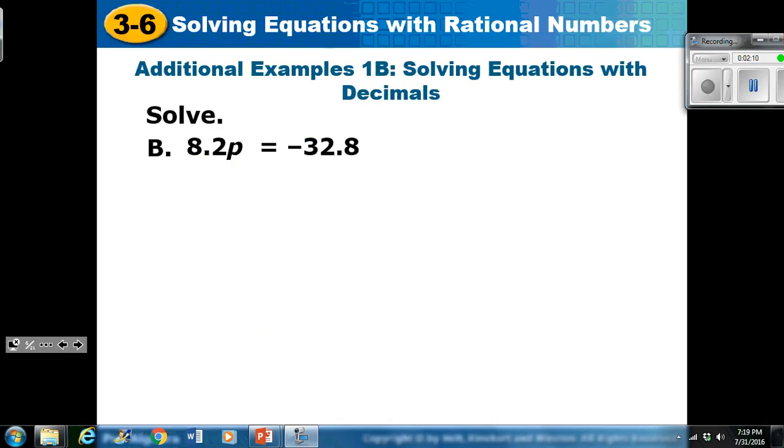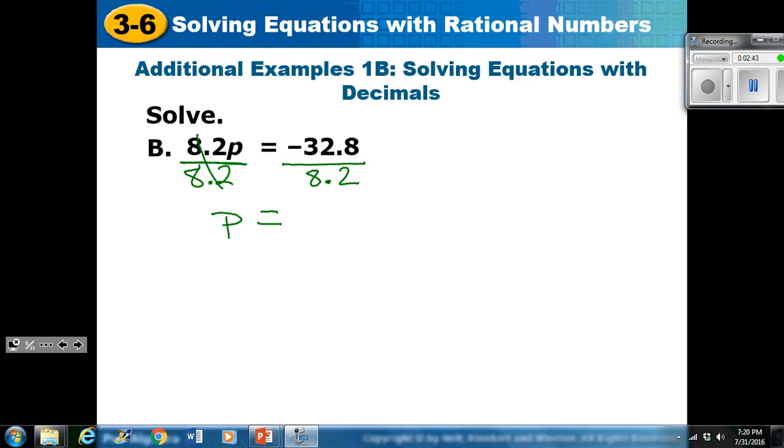Here's our next example, 8.2p equals negative 32.8. When your variable is right next to a number, that means multiplication has taken place. P has been multiplied by 8.2, so to get rid of the 8.2, we need to divide by 8.2. That's how we show it. We put that under a fraction line. You need to do the same thing to both sides. 8.2 divided by 8.2 goes away. That makes 1p, or just p.